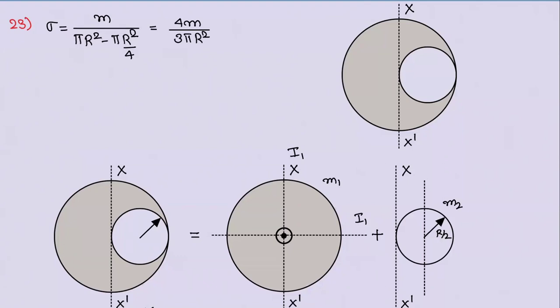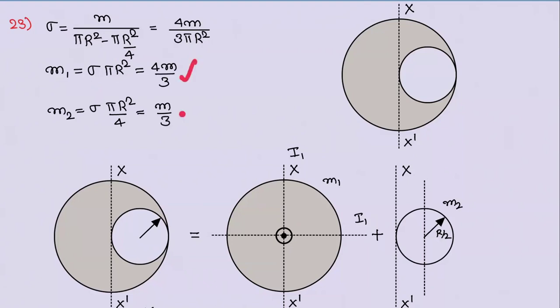Now let us calculate the first one, m1. m1 is equal to the mass of this complete disk, density into pi r square. If you substitute the value of density from here, then it will be 4m by 3. m2 is equal to sigma into pi r square by 4. Substitute the value of sigma from here, it will be m by 3. So masses are 4m by 3 and m by 3. We got the masses. This is negative mass, remember.